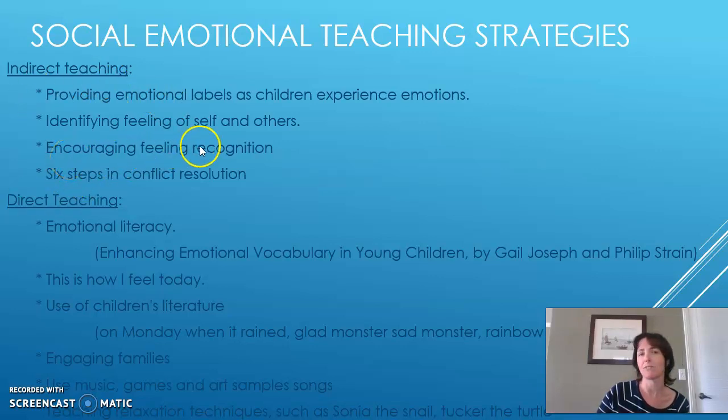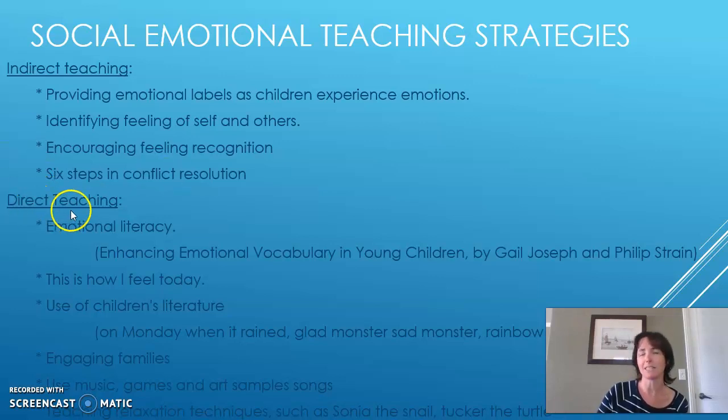Then encouraging feelings of recognition. "Yes, we've all felt that way. I understand. It's so hard to let mommy go. It makes you really sad when she leaves. I've been there. When I leave my mommy, I get sad too." In our center, we talked about the 6 steps in conflict resolution because we really believe this is a way for them to learn how to solve their own problems as we're building empathy.